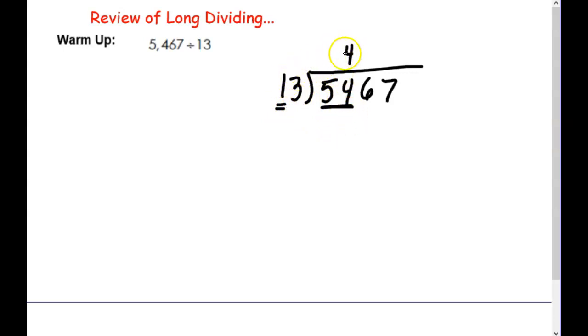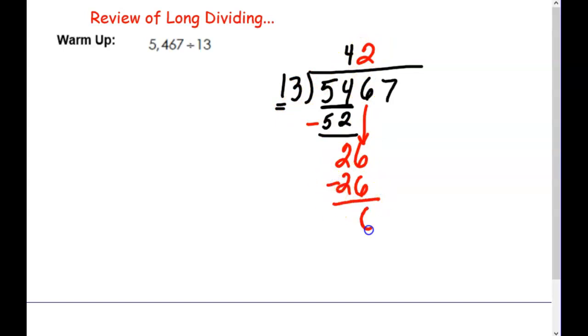Then the next step is we multiply. 13 times 4 is actually 52. Then the next step is that we subtract. And then we bring this guy down. And then we look again. 13 goes into 26, exactly 2 times. Then we multiply. 13 times 2 is 26. We subtract. We get 0, but we do have to bring this 7 down. 13 doesn't go into 7, so this is a remainder.